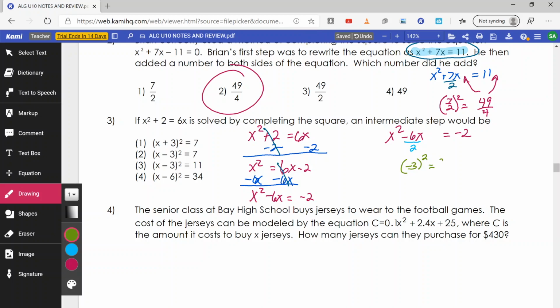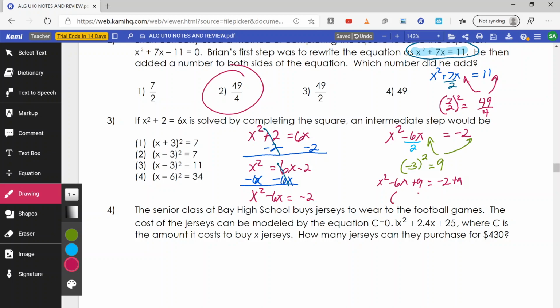-3 squared gives me 9, and that's what I will add to both sides. So we end up with x squared minus 6x plus 9 is -2 plus 9. So here we're not quite in the format we need for our problem. Here we have our perfect square trinomial, x squared minus 6x plus 9.